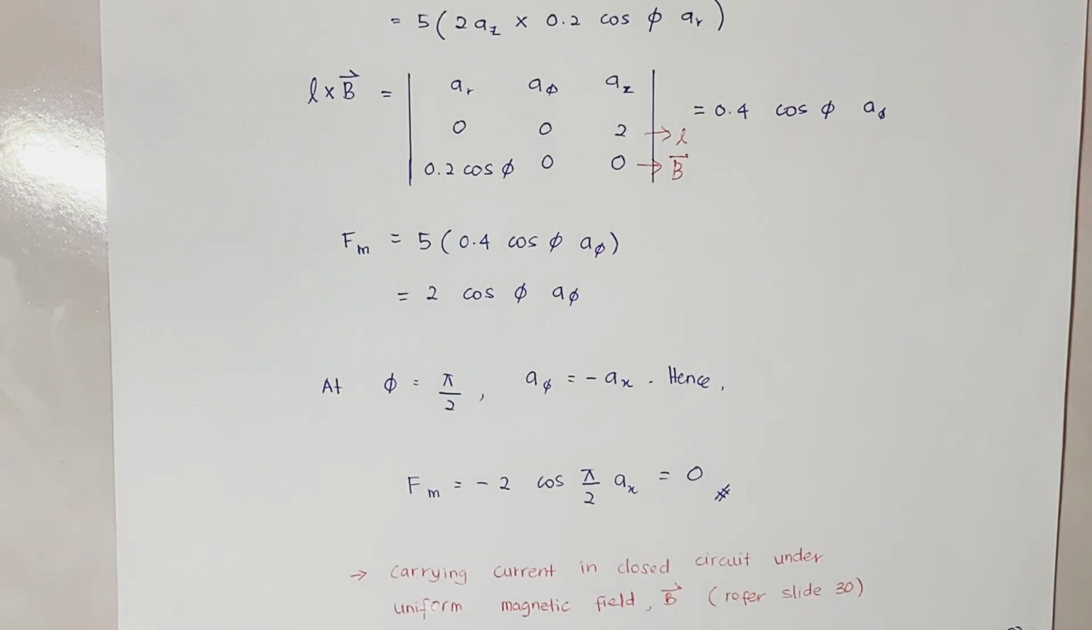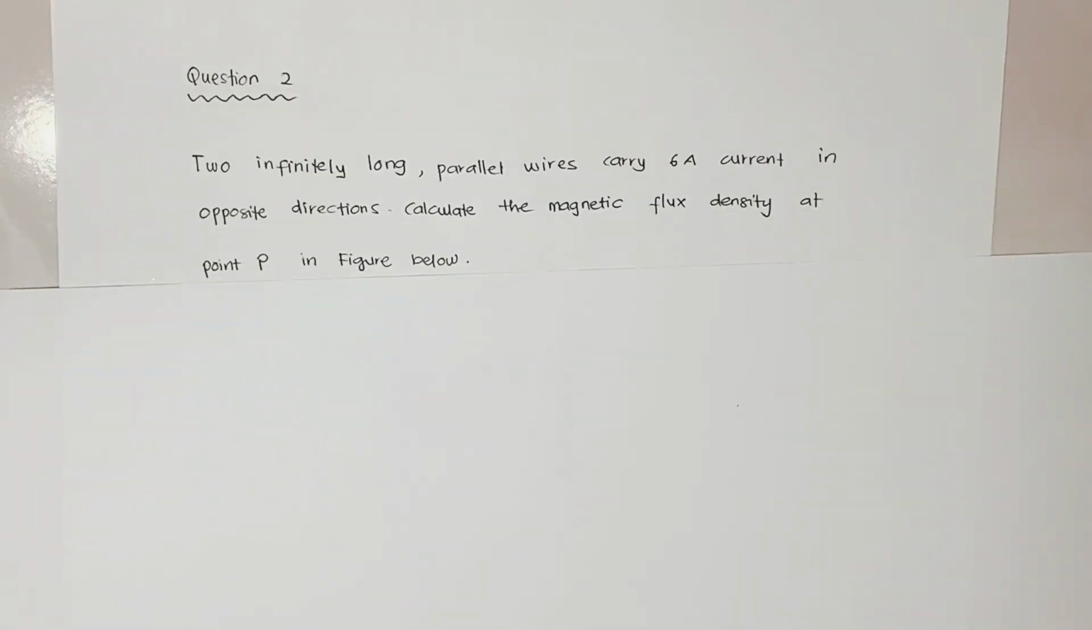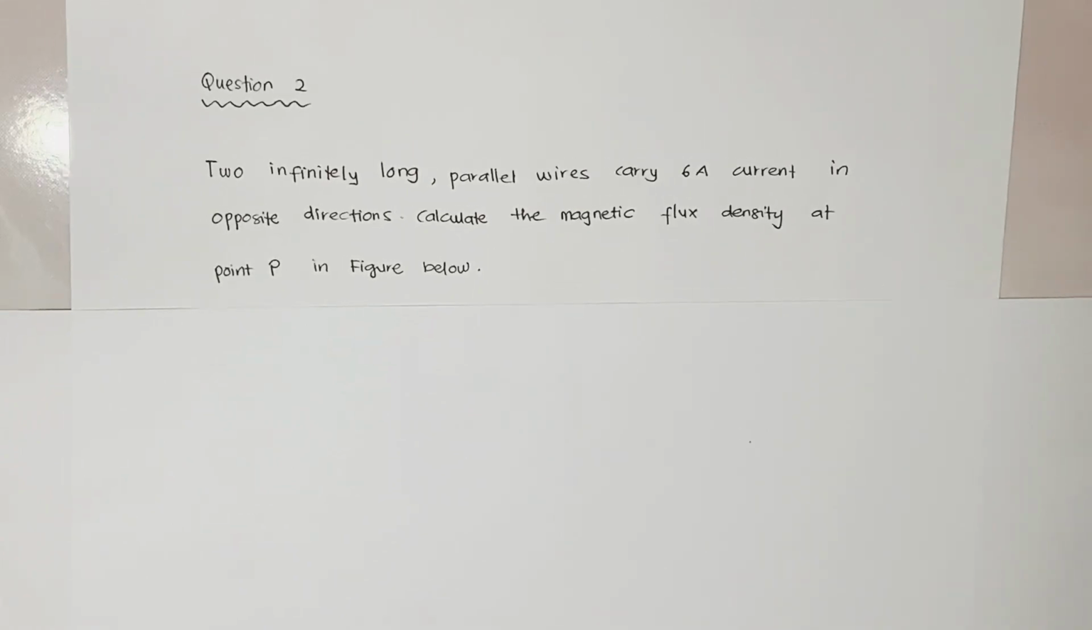Okay, that's all. We proceed to question number 2. The question gives you 2 infinitely long parallel wires carrying 6 ampere current in opposite directions. Calculate the magnetic flux density at point P in the figure below.